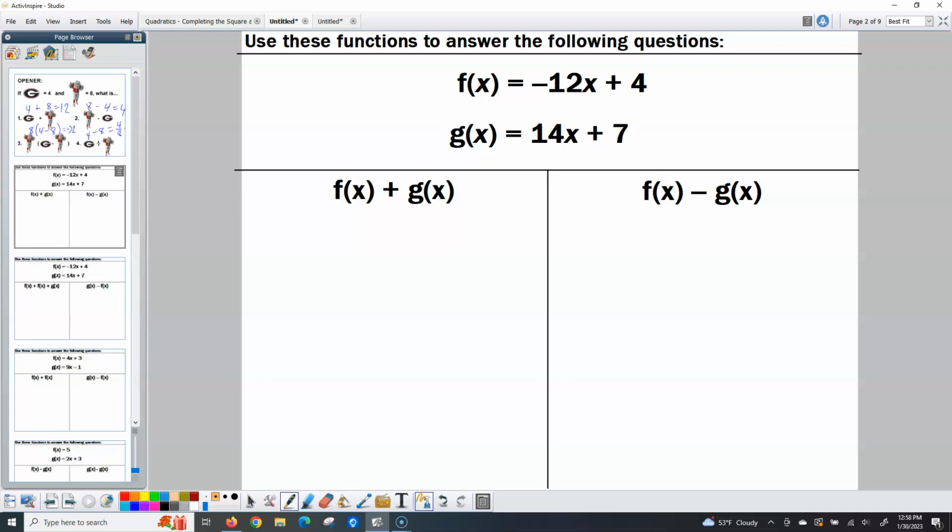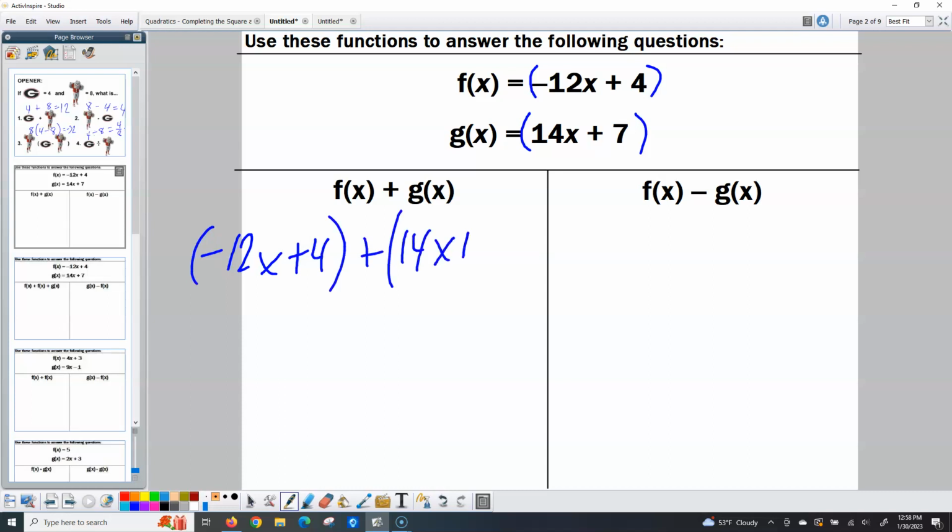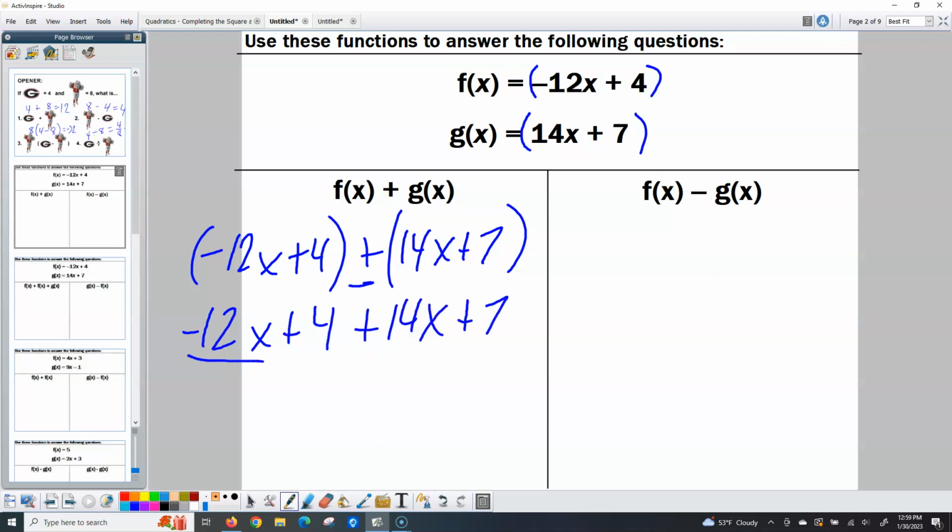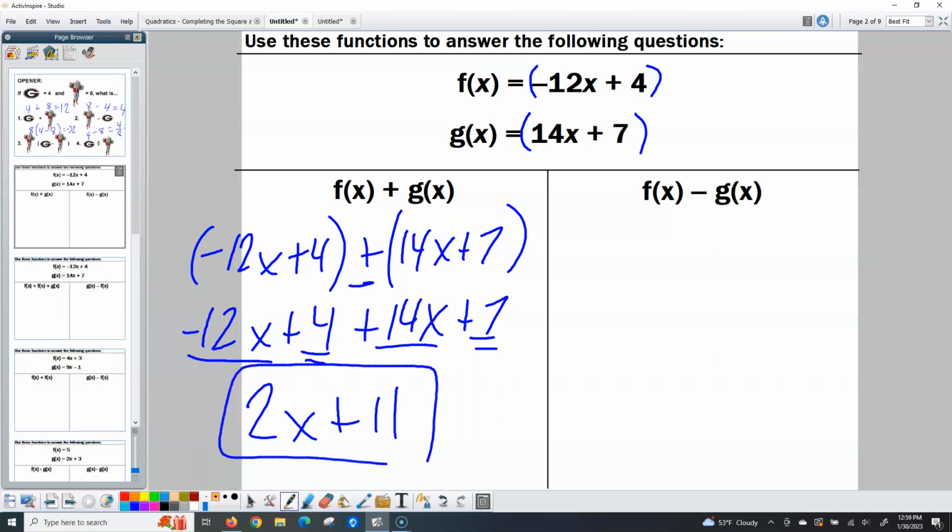So when it says f of x plus g of x, I'm going to take f of x and I'm going to plus g of x. So I got negative 12x plus 4 plus g of x is 14x plus 7. Well, if you have a plus sign in between the parentheses, you can just drop the parentheses. That's negative 12x plus 4 plus 14x plus 7. Combine your like terms, negative 12x and 14x, that's 2x. And 4 and 7 gives you 11.